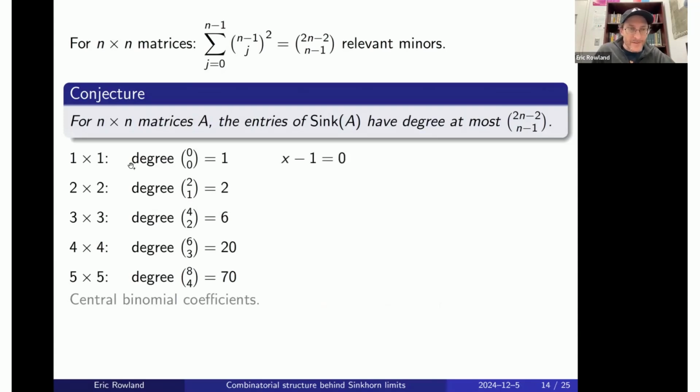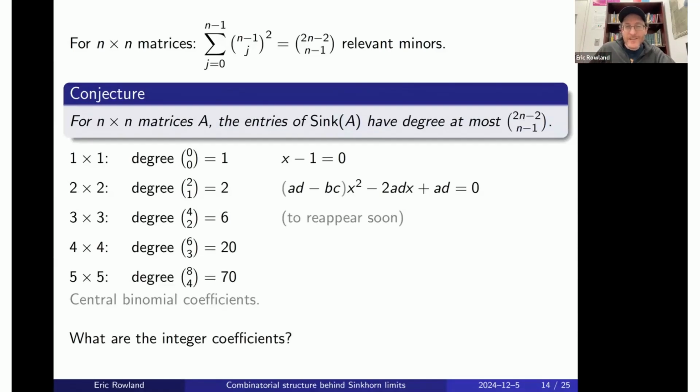Maybe I'll just go through these quickly. For 1x1 matrices, we get degree 1, and indeed this makes sense because if you have a 1x1 matrix with a positive entry and you start scaling the rows and columns to make them equal to 1, you very quickly get the matrix that contains just the entry 1, which satisfies this equation. For 2 by 2 matrices, this is Nathanson's result, and indeed this is degree 2. For 3 by 3 matrices, this is our theorem that we'll see again in another couple of slides.